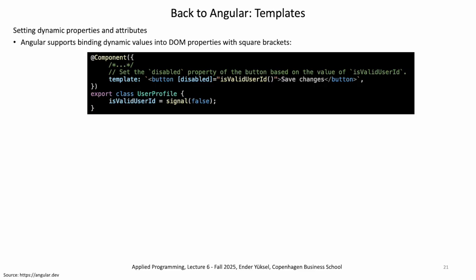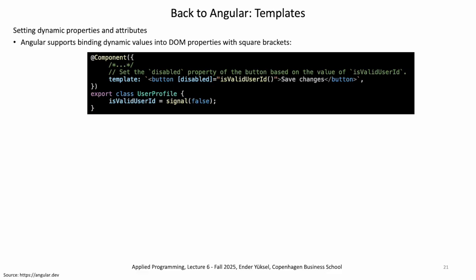As you also already know, signal(false) inside the class is a signal, which is a reactive primitive introduced in Angular. It wraps a value, which is false in this case, and makes it observable for change detection. In this example, when the value of isValidUserID changes, for example from false to true, Angular knows exactly which parts of the template rely on this signal and updates them efficiently.